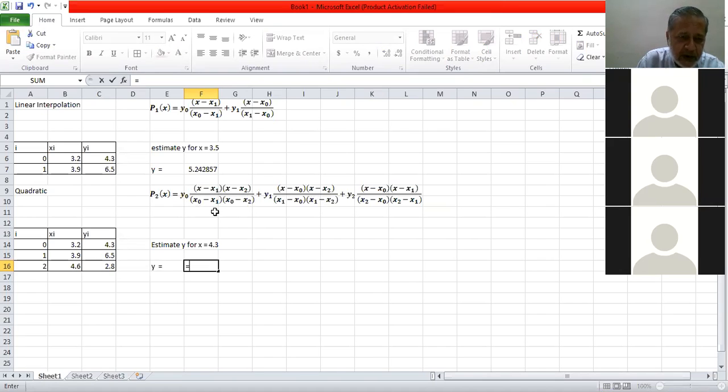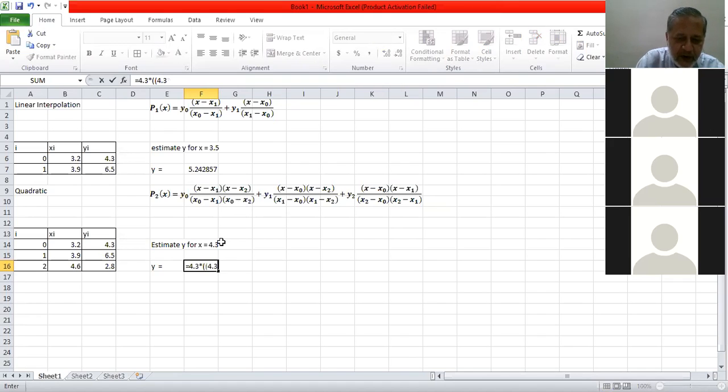y naught, and y naught is 4.3, and with y naught we have to multiply two factors in the numerator, and then we divide by two factors in the denominator. So start filling the values. X value throughout will be used as 4.3.